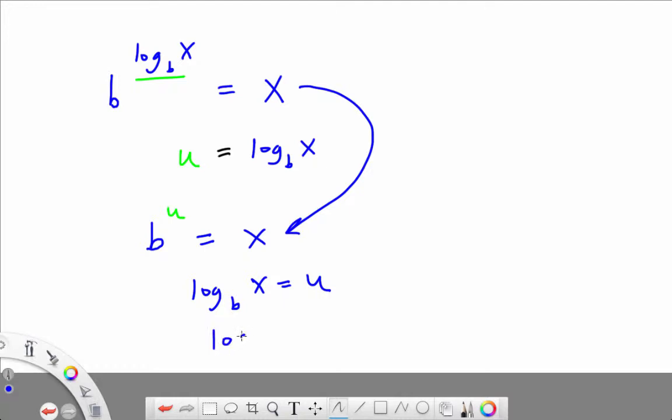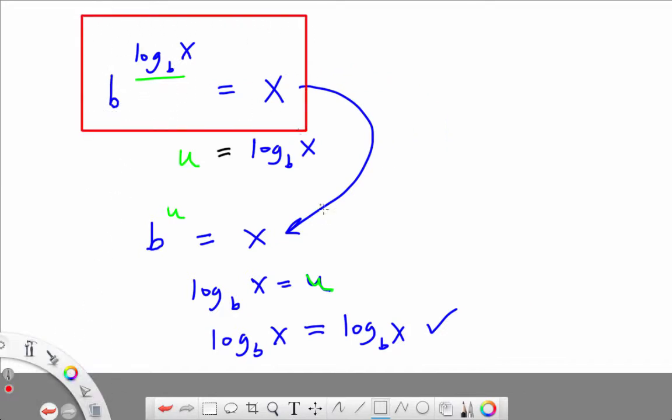And then I continue on, log base b of x equals, I should have drawn this in green to be consistent. Okay, that's the u. And using substitution, we know that this u is equal to log base b of x. Obviously a true statement. So this property is very, very important right there.